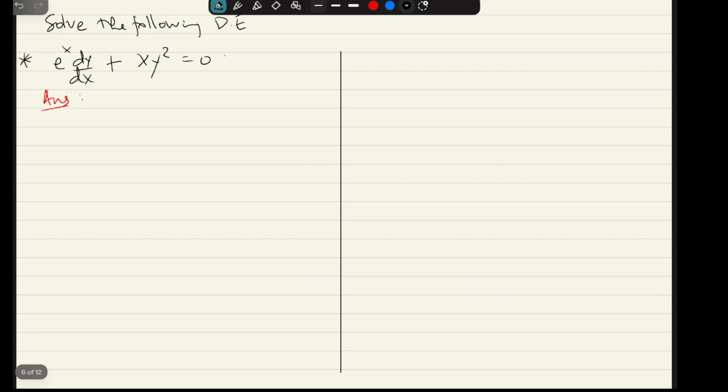Okay, next problem we have e to the x dy/dx plus xy squared equals 0. Find the solution. Again, if there is no initial condition, we can only determine the general solution of this problem. So as before, we try to split the problem, all the y on the left-hand side and all the x on the right-hand side.